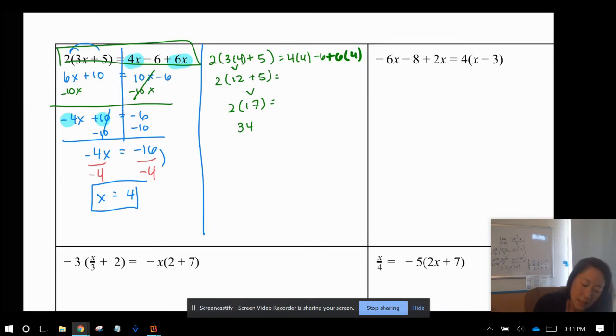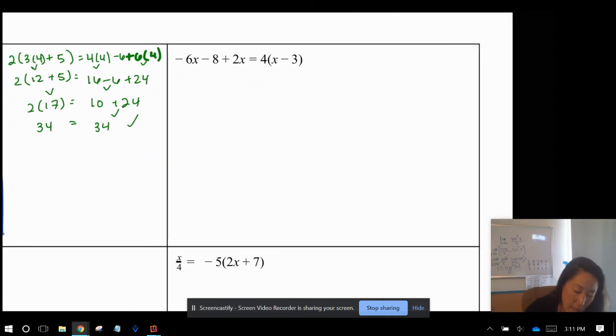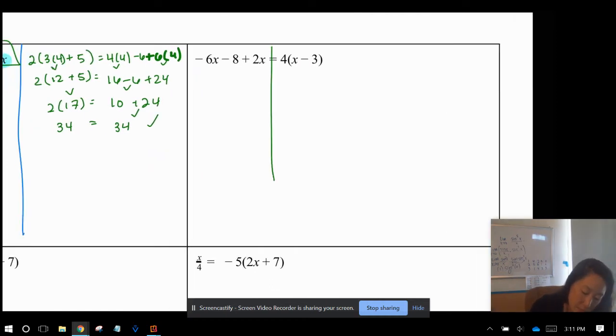On the right-hand side, 4 times 4 is 16 minus 6, and then 6 times 4 is 24. So plus 24. So 16 minus 6 is 10 plus 24. 10 plus 24 gives me 34. We verified to be 34 is equal to 34. All right, up next, you try this one. Remember, you really got to try.